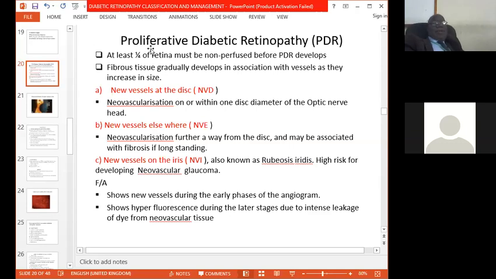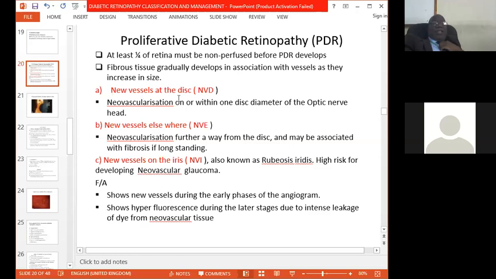At least a quarter of the retina must be non-perfused before proliferative diabetic retinopathy develops. At least a quarter of the retina. So if it's a small patch, there will not be PDR, proliferative diabetic retinopathy. But once you reach a quarter of the whole retina affected, then these new vessels start coming up. Fibrous tissue gradually develops in association with vessels as they increase in size.